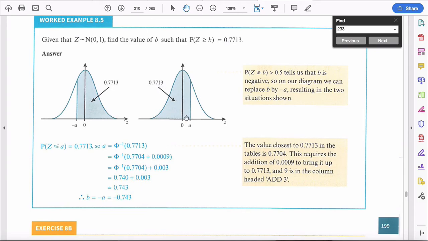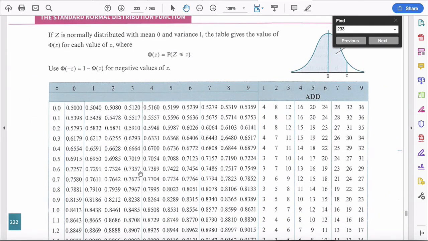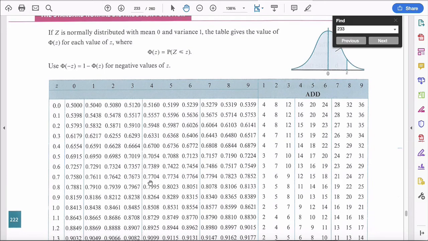So phi of a number is 0.7713. Now I go to page 233 to see what numbers give you 0.7713. 0.7713 we don't have, but here the closest is 0.74. We need 9 more, so we need 9 to be added to make it 13. So this is represented by 0.74, and to add 9 we need to have 3 at the end.